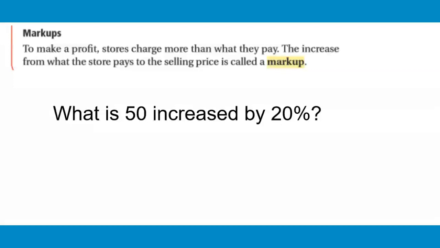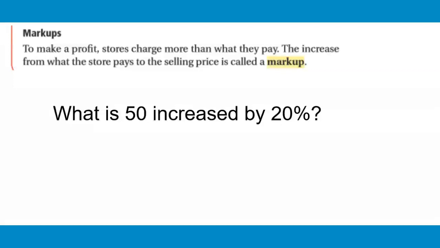Well, stores mark up prices because they want to make a profit. If they buy something for $10, they're not going to sell it for $10 because they won't make any money. So if they buy it for $10, they might sell it for $20. That way they can make some money. The increase from what the store pays to the selling price is called a markup. All right, it's the opposite of a discount. It's a percent increase, which we've done in previous lessons.